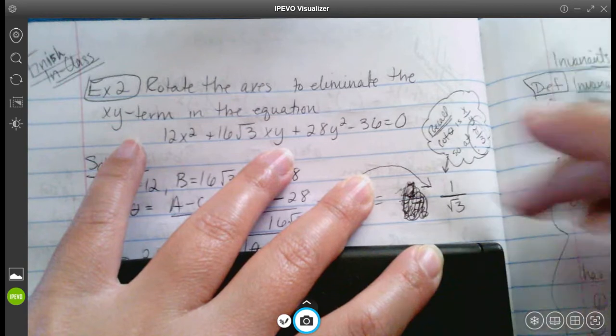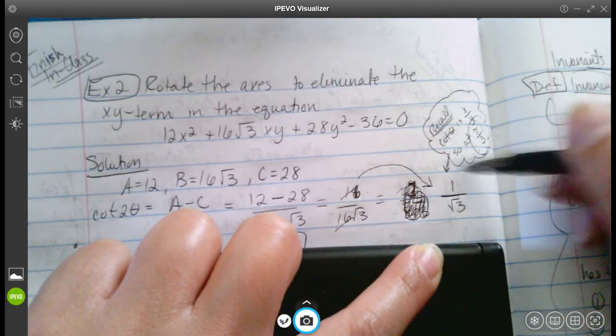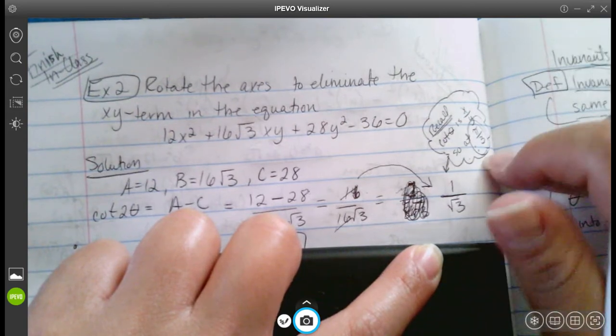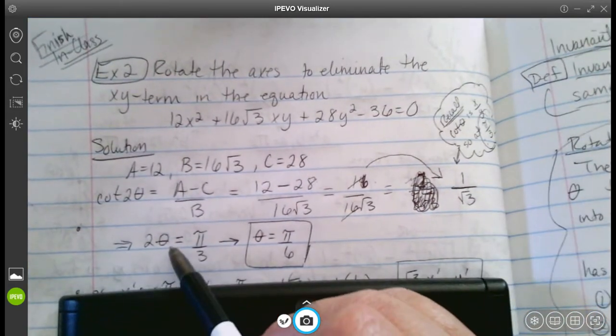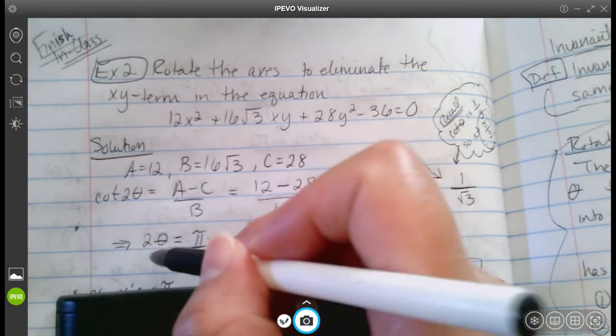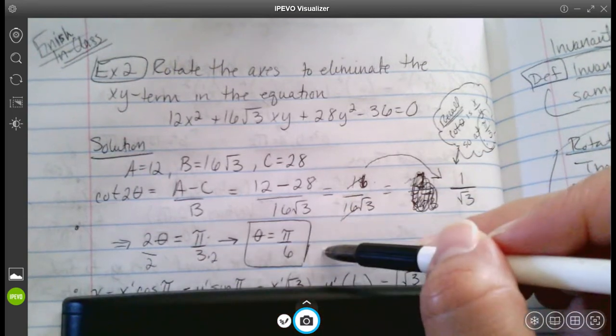over 3. So when we go over this in class, I'll show this again just to put forth why this is it. This is pi over 3. Okay. And of course, we do the same thing. So 2 theta is equal to that. We divide both sides by 2, which gives us pi over 6.